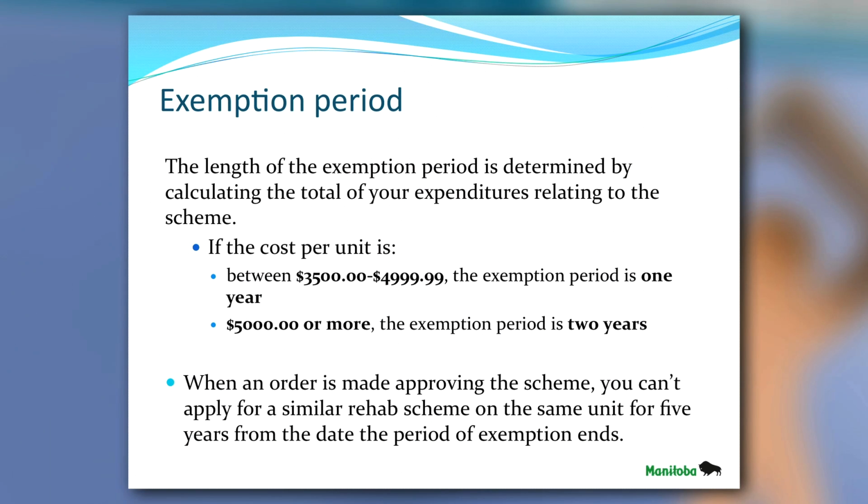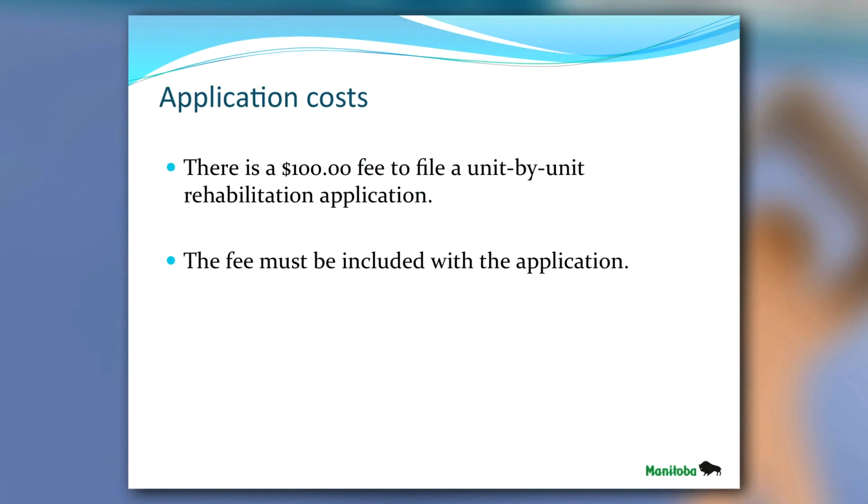So when an order is made approving the scheme, you can't apply for a similar rehab scheme on the same unit for 5 years from the date the period of the exemption ends. So if you have a 2-year exemption on that unit, when that ends, we won't allow you to do another rehab scheme on that unit for at least another 5 years or more. There's a cost for this as well. The cost is $100 to file for a unit-by-unit rehab scheme, and the fee must be included with the application.